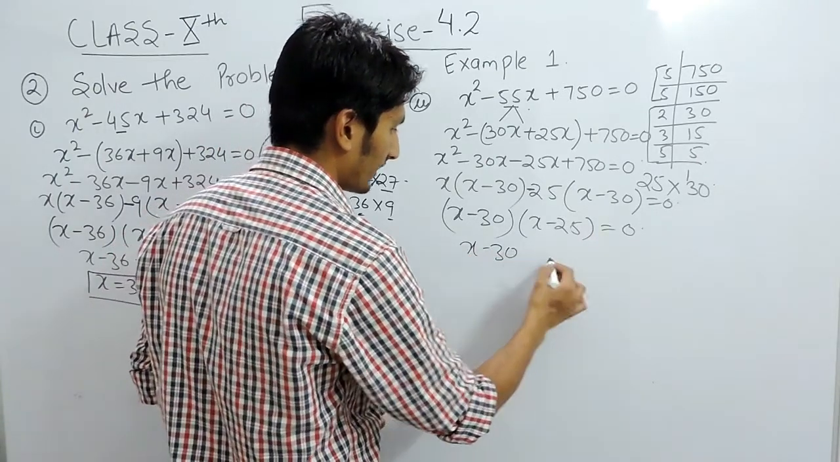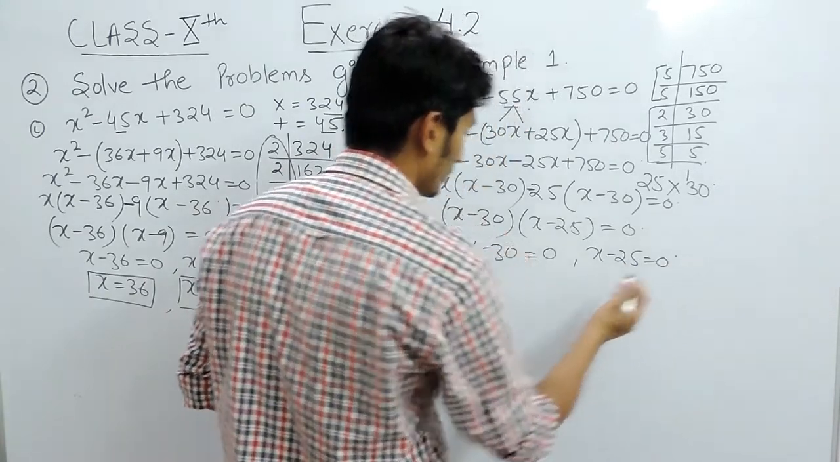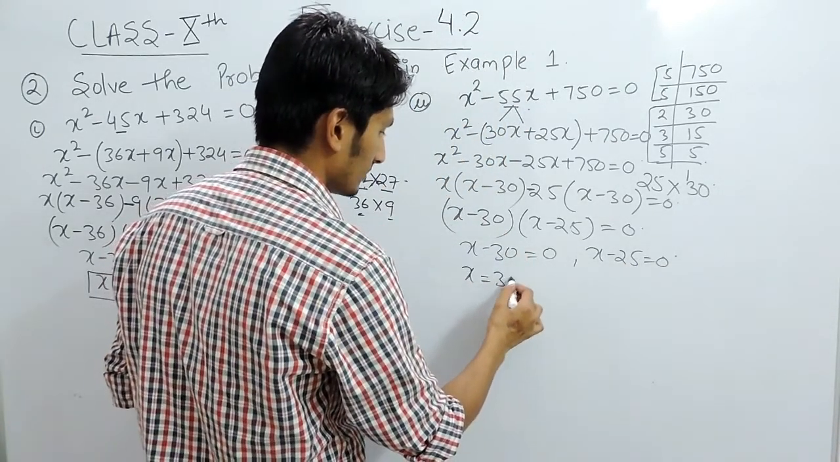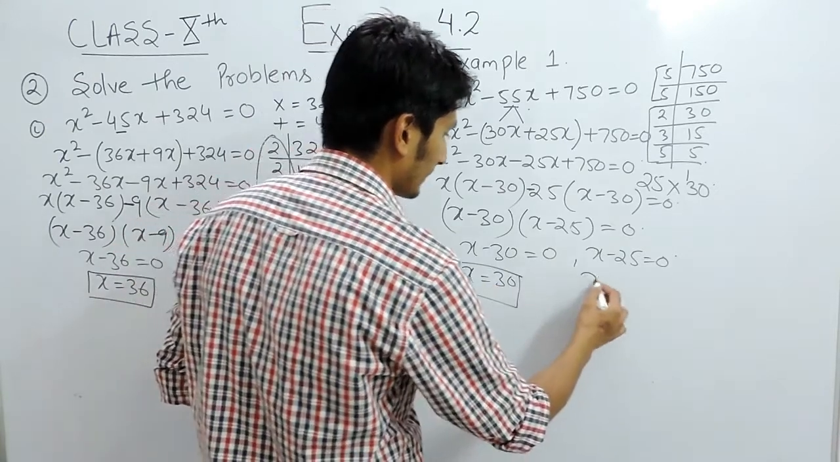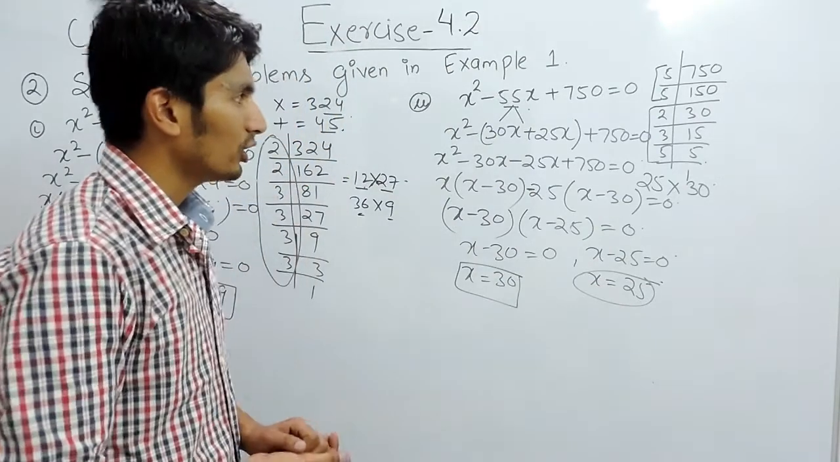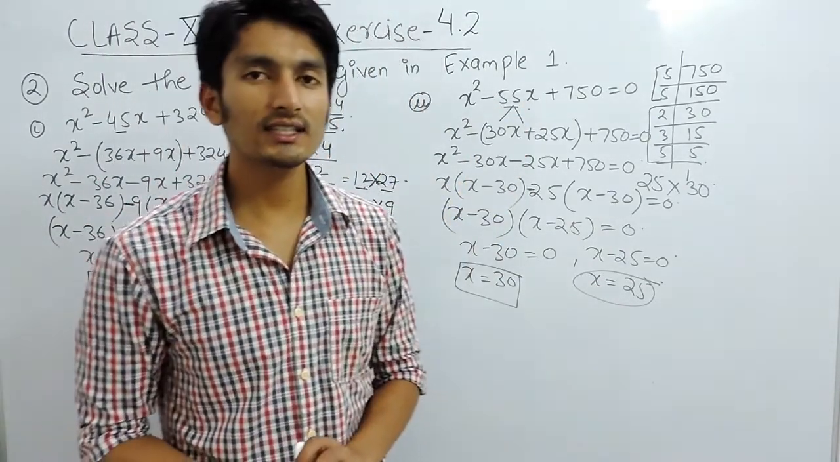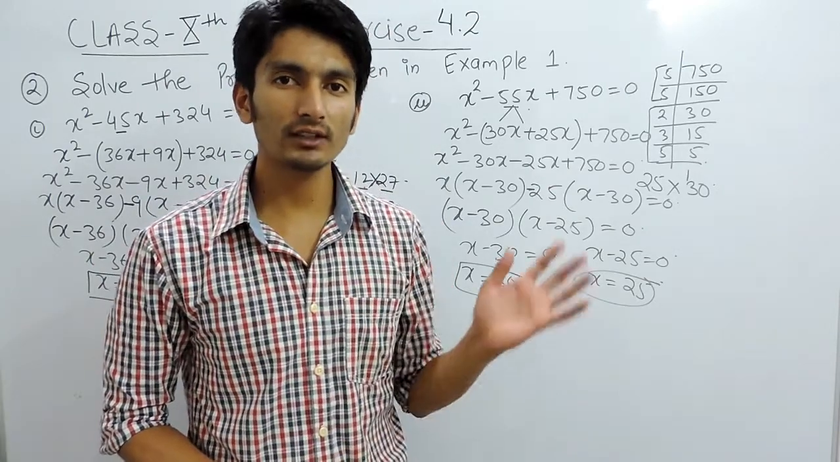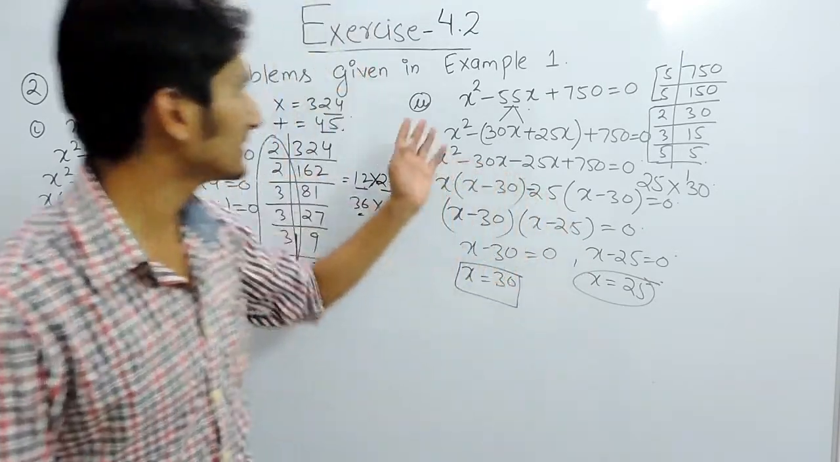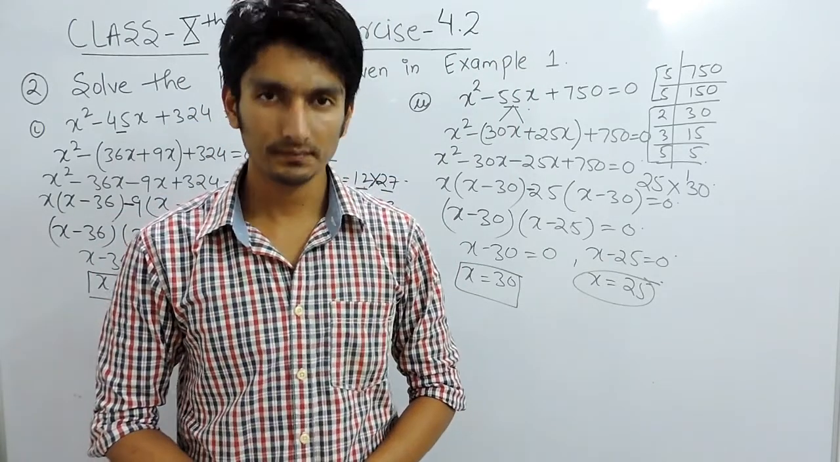so the value of each factor must be equal to 0. So the value of x is 30. In another case, the value of x is 25. So these are the roots of this quadratic equation, or you can say these are our desired answers for this question, which is example number one. So this is how you can solve this question. Thank you.